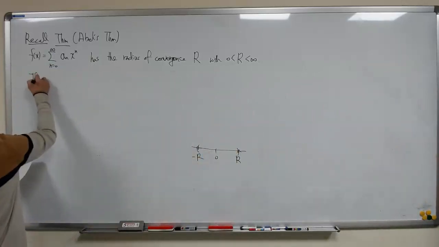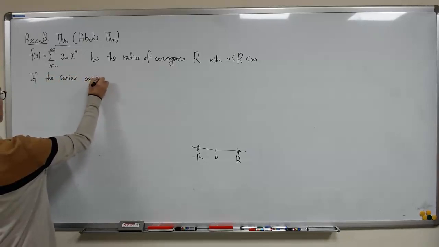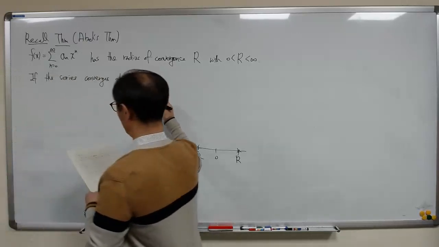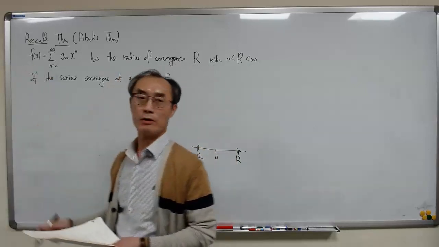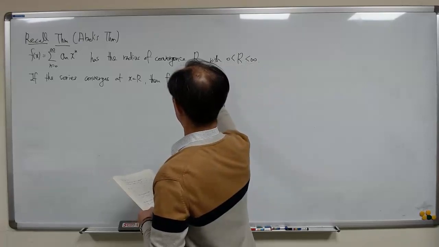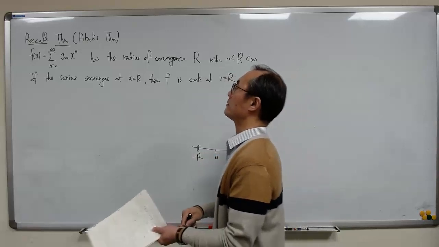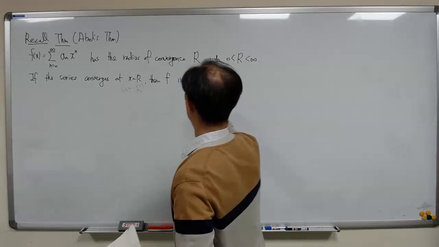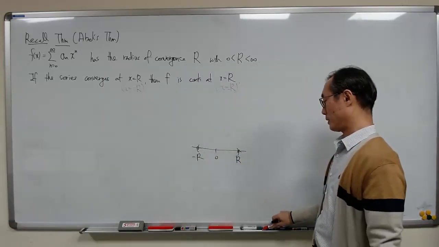So if the power series converges at x equals the radius of convergence, then the function f is continuous there. And the same statement is also true for x equals minus r.